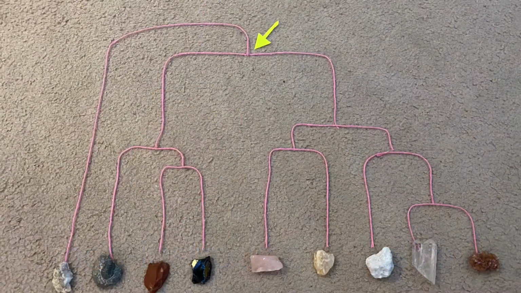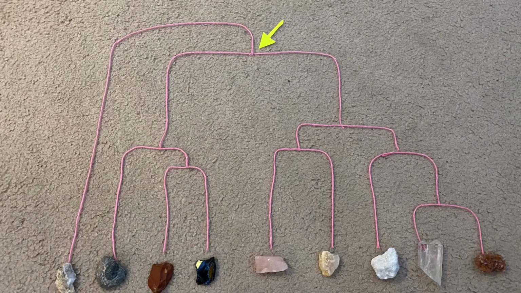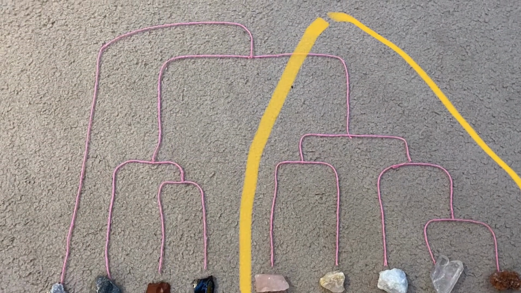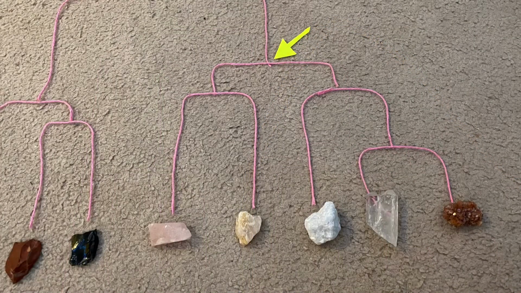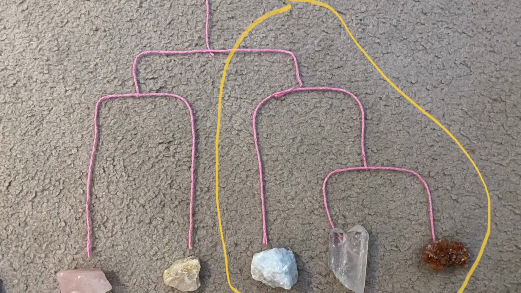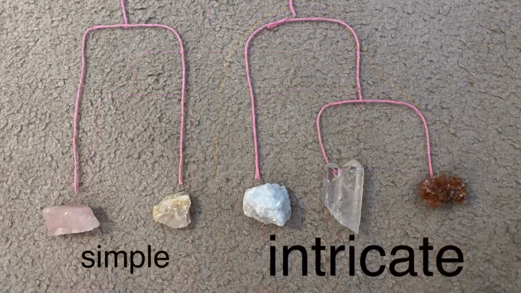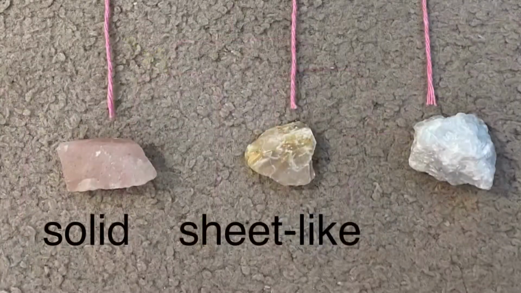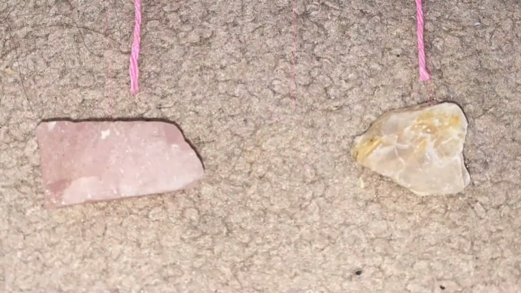Going back to the very first point of cladogenesis on the timeline, we'll now focus on the crystal-like portion of OTUs. Cladogenesis occurs early here as well, separating the OTUs into two distinct categories, those with a simple texture or appearance and those that are more complex or intricate. From the simple texture lineage, a speciation event occurs separating the solid OTUs from the sheet-like textured OTUs.